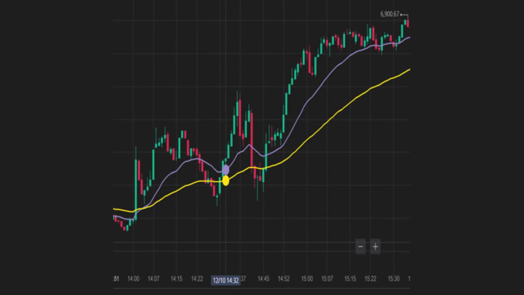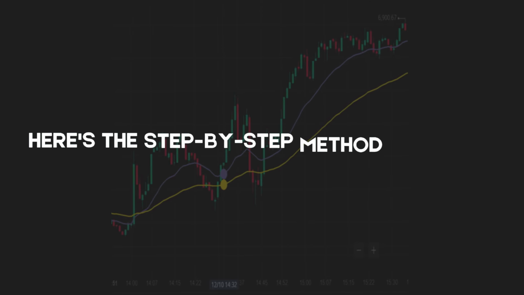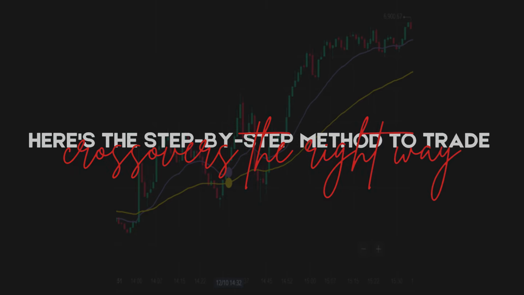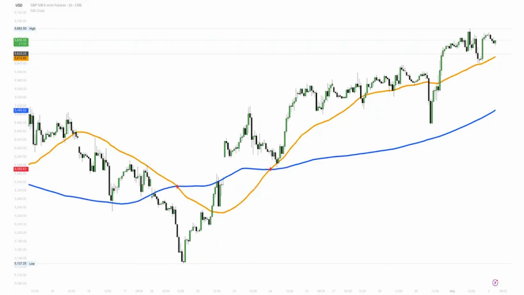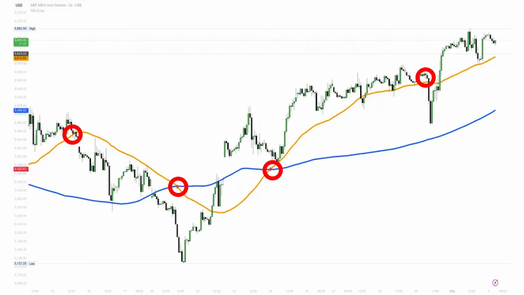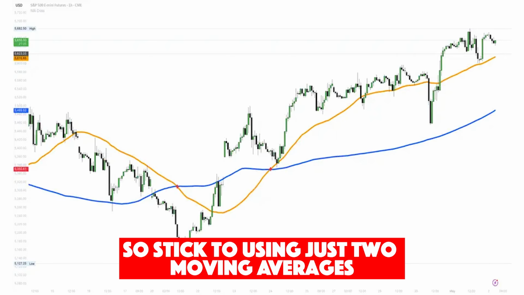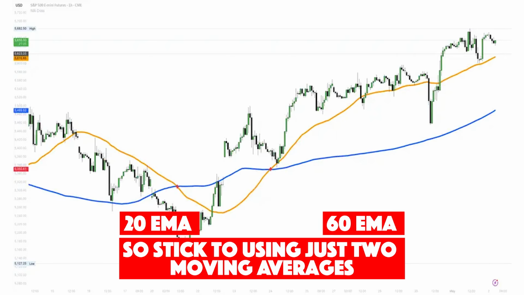But now that you know what not to do, let me show you what actually works. Here's the step-by-step method to trade crossovers the right way. Step 1. Start with only 2 moving averages. First things first, keep your chart as clean as possible, because as they say, charts represent your mind. If your chart is cluttered with 3, 4, sometimes 5 moving averages, you'll overcomplicate crossovers and make the wrong moves. So stick to using just 2 moving averages. Let's use the 20 EMA and 60 EMA.